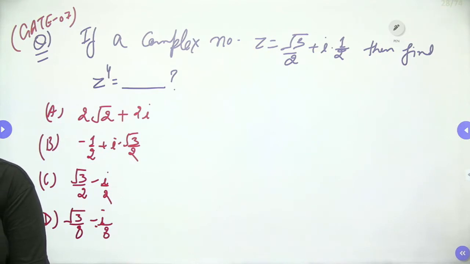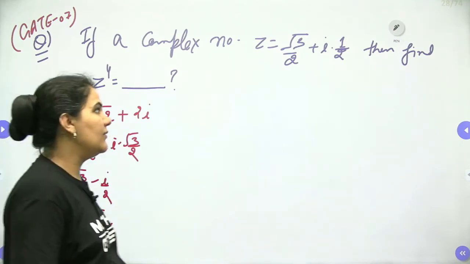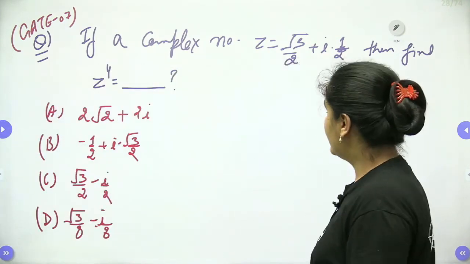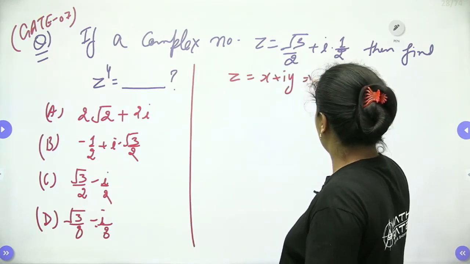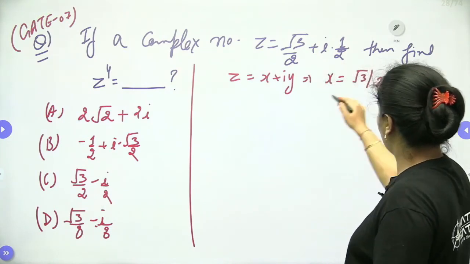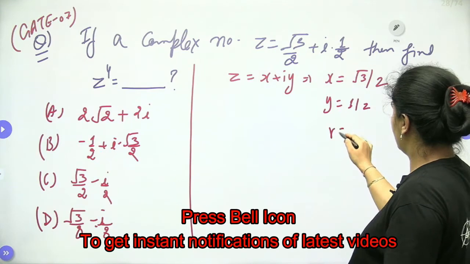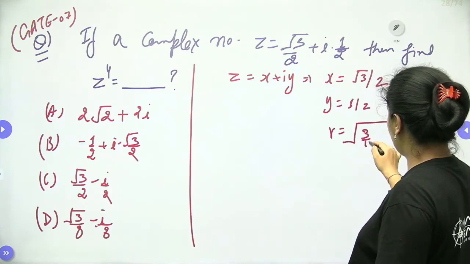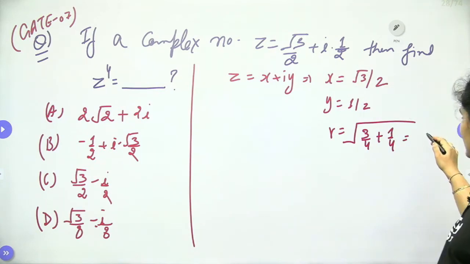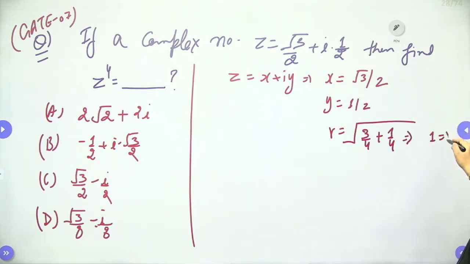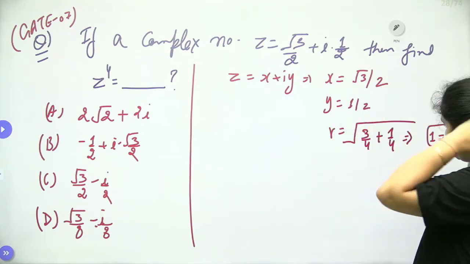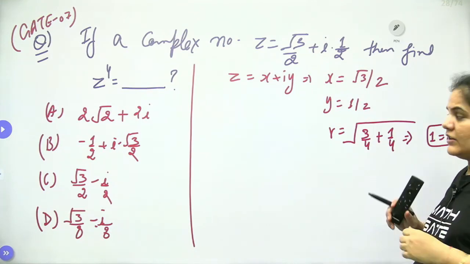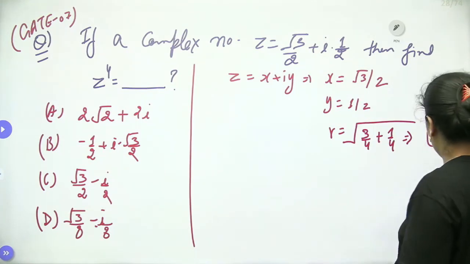So this is a simple question to approach, dear students, and we can approach it directly from here. z is equal to x plus iota y form. From here x is equal to root 3 by 2, and y is equal to 1 by 2. So r is equal to the root of x square plus y square, that means 3 by 4 plus 1 by 4. Hence r is equal to 1 only. Root 3 by 2 means root 3 square is 3, so it will be 3 by 4 plus 1 by 2 square, which is 1 by 4, right? So r is equal to 1.